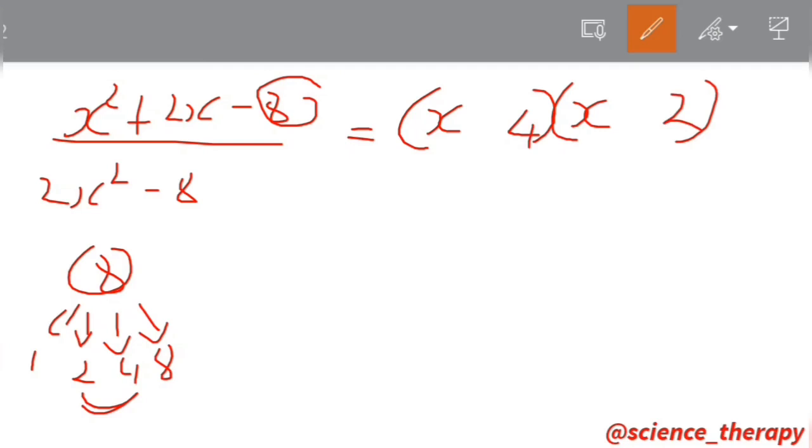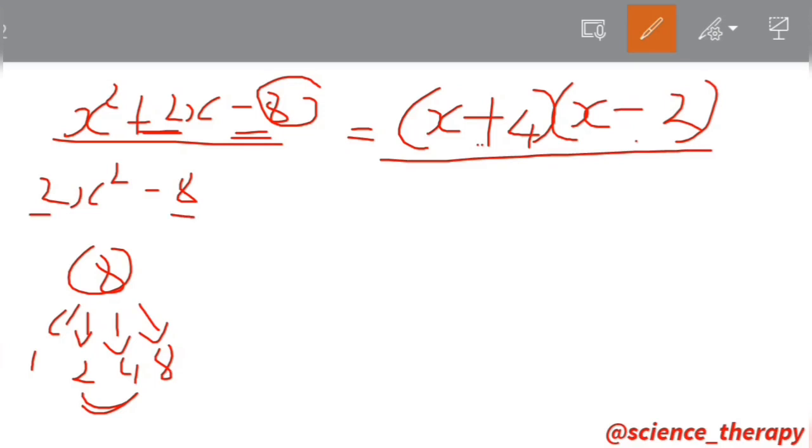And once again, our signs are guided by the middle term. The middle term is positive, so we assign the sign of the middle term to the largest factor. That's plus 4, and this one will have minus 2. We do that because our last term is negative, and negative comes as a result of multiplying signs that are not the same. Now for the denominator, we have 2x squared minus 8.